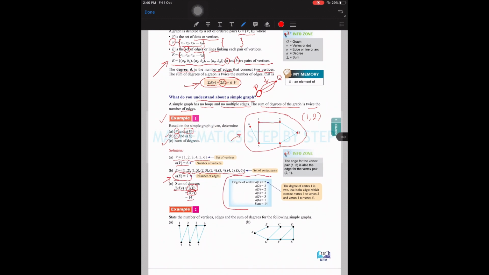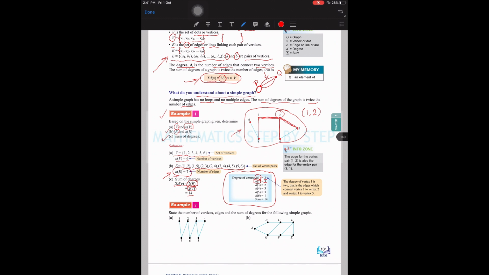So we can refer to here: for vertex 1, the degree is equal to 2. We can see this is the first line and this is the second line connecting vertex 1, okay? The degree of vertex 2 is equal to 3. Vertex 2 is here. So we can see this is the first line connecting vertex 2, this is the second line, this is the third line. So the degree equals 3, okay? So on and so forth.